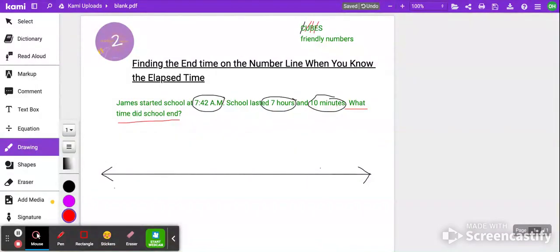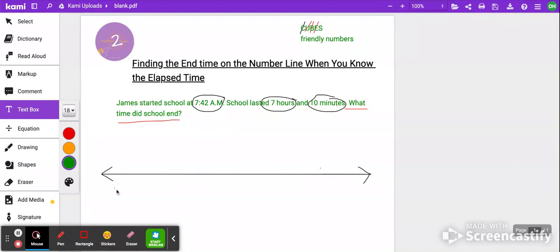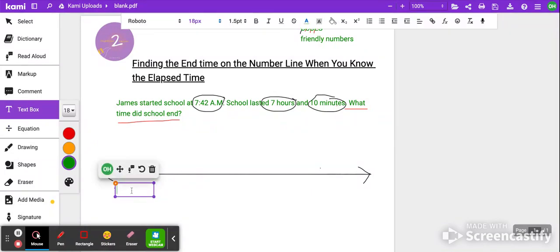The E stands for evaluating or eliminating perhaps numbers that we don't need. So when we evaluate something, we read it, reread it, kind of set up the problem so we can make sure that we know what we need to do. So let's go ahead and read it again. James started school at 7:42 a.m. Well, since it says started, I know that I need to start on the left side of the number line.